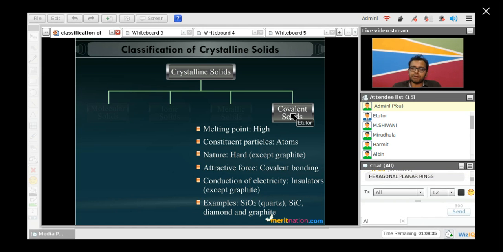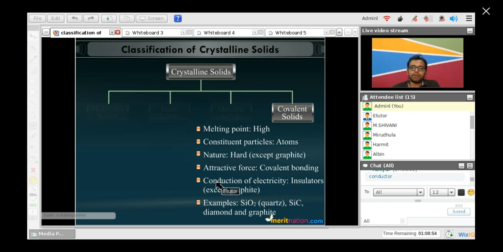And how many bonds are present between the carbon atoms in case of graphite? Can anyone tell me? There are three bonds. Very good. So if there are three bonds, one of the electrons in carbon is free, right? Then should it be conducting or non-conducting in nature? Should it be a conductor or insulator? Conductor, right? So graphite is a conductor because of the presence of a free electron inside it.